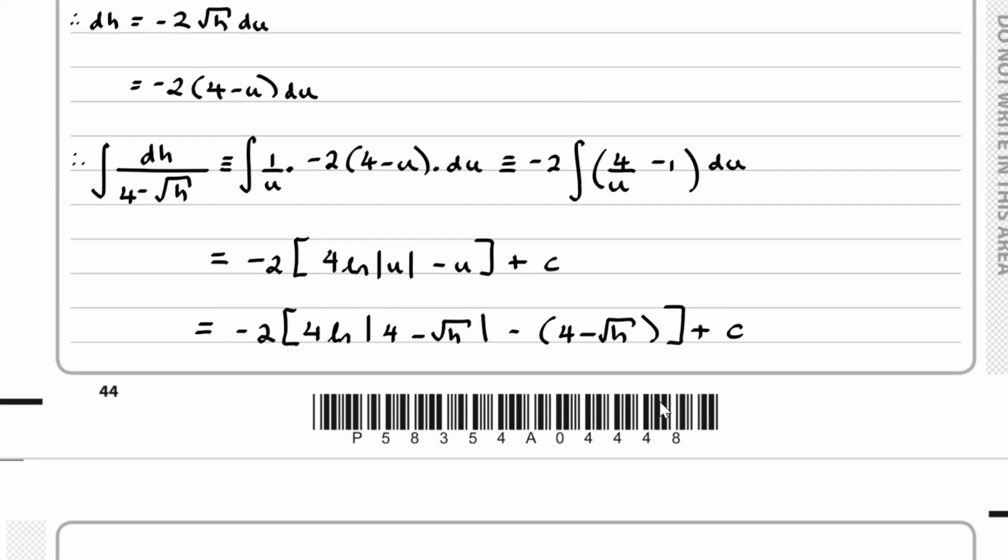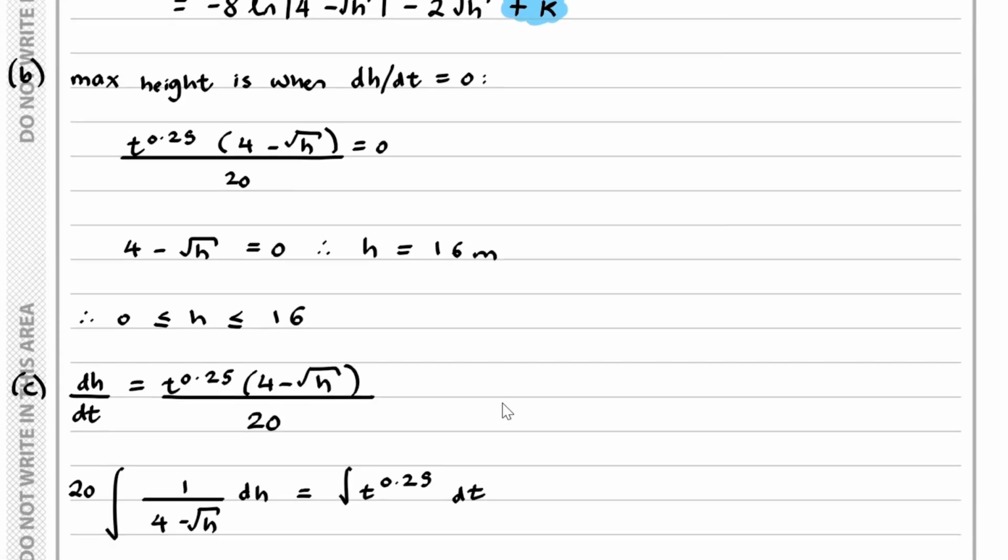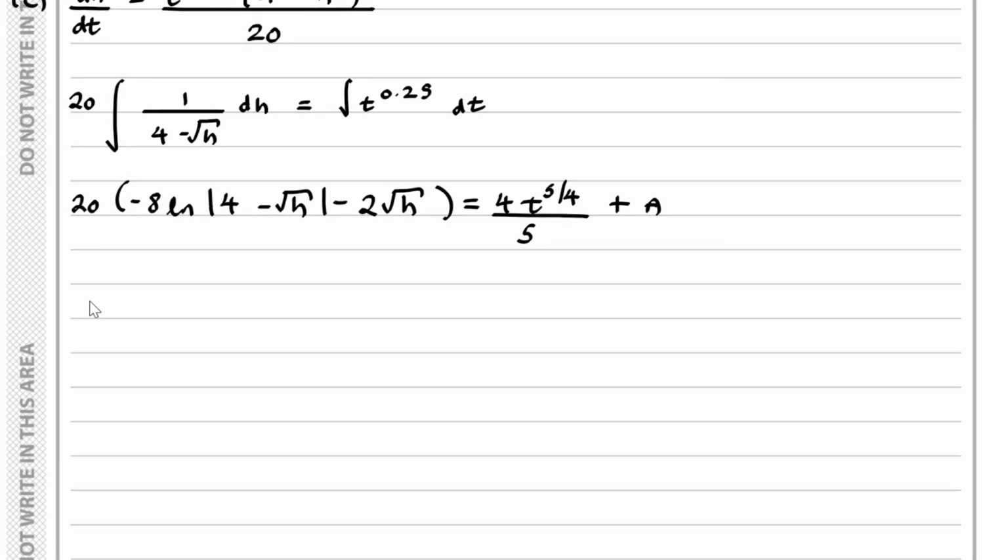Now, we know that initially the tree has a height of 1 meter when it's first planted. So when t equals 0, we see that h is equal to 1.